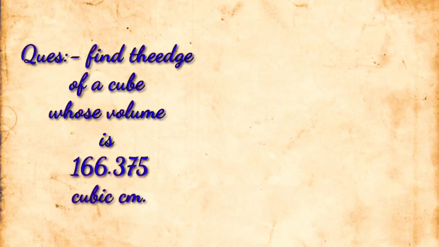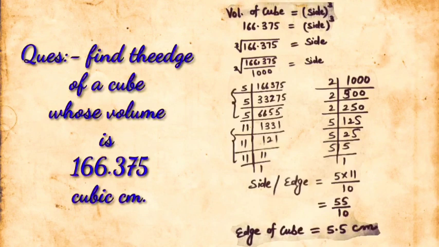In the next question, find the edge of the cube whose volume is 166.375 centimeter cube. We have to find out the side of the cube whose volume is already given. We know that the volume of a cube is equal to side cube. So insert the value of volume, 166.375 equals side cube, and this cube will be changed into the cube root. Here the cube root of volume is equal to the side. That is given in decimal. First remove the decimal, it will be 1,66,375 over 1000. So that is in the form of p upon q, and we just go for the cube root of p over the cube root of q.